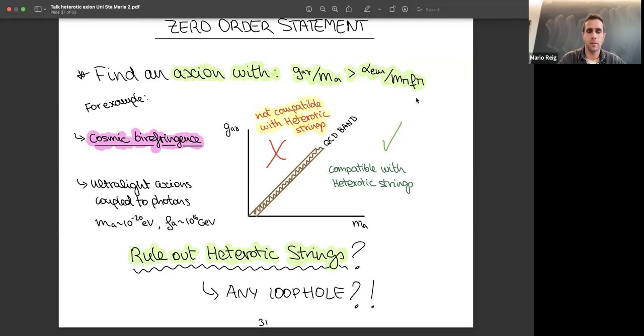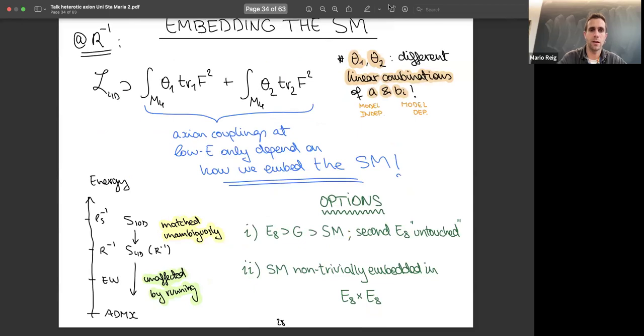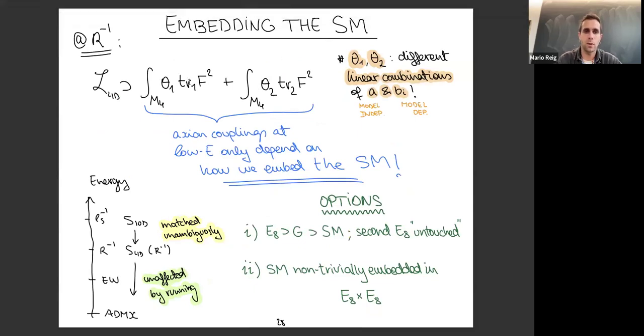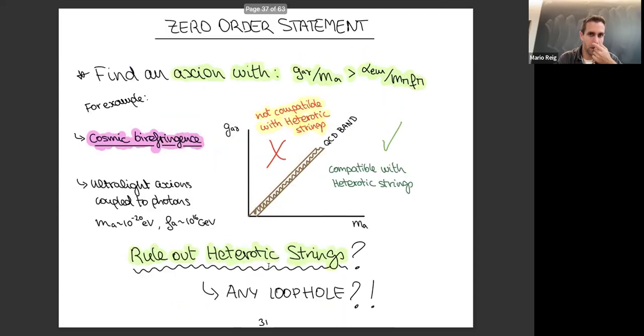Because what you would have actually is, instead of trace 1 F squared and trace 2 F squared, you would only get one trace of F squared. So you only have one linear combination. You never have two possibilities here. I see. Thank you for the question.